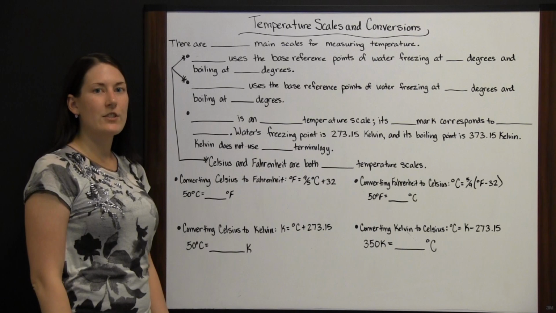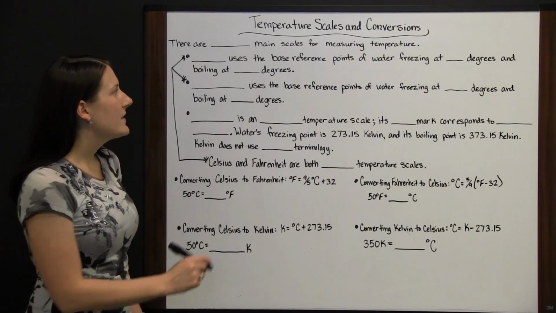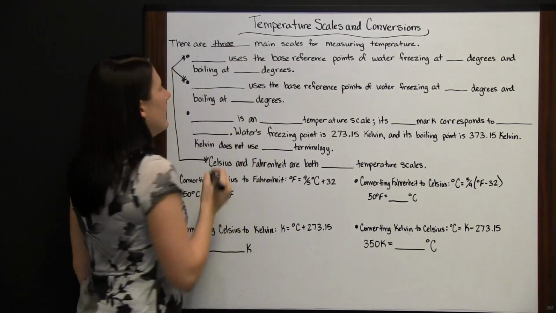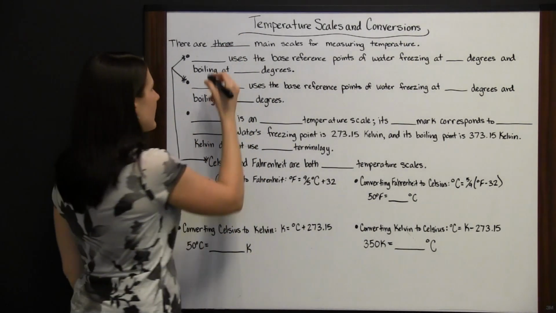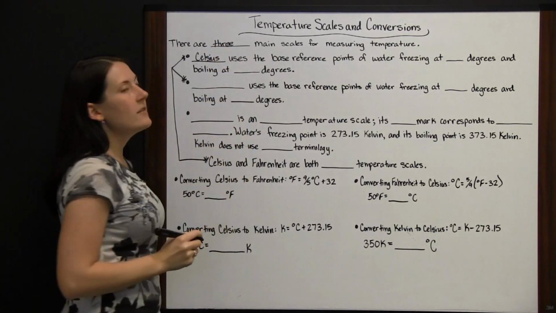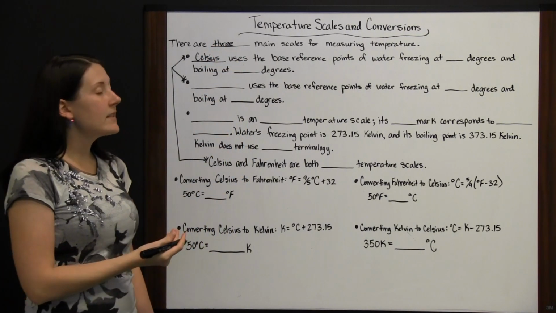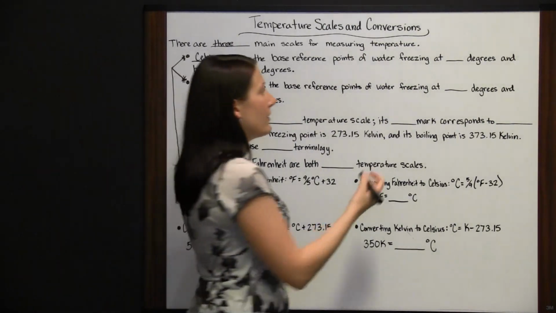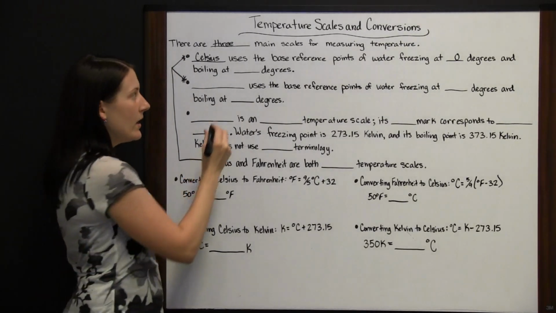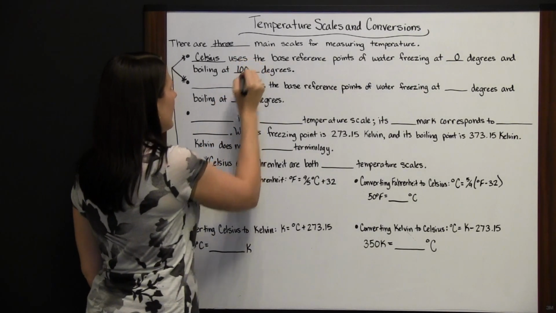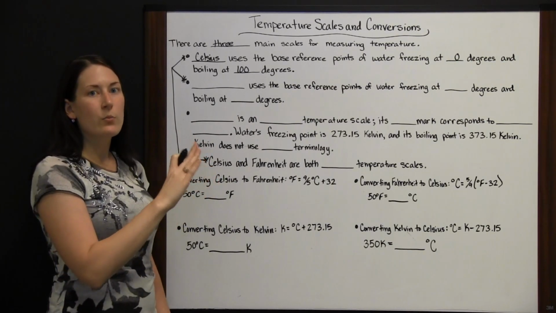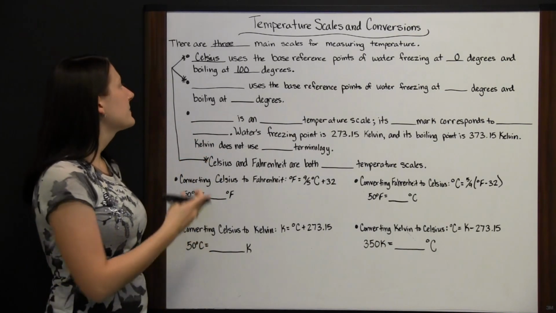Temperature scales and conversions. There are three main scales for measuring temperature. First, we have Celsius. Celsius uses the base reference points of water freezing at 0 degrees and boiling at 100 degrees. So the Celsius temperature scale is based around water's freezing and boiling points.